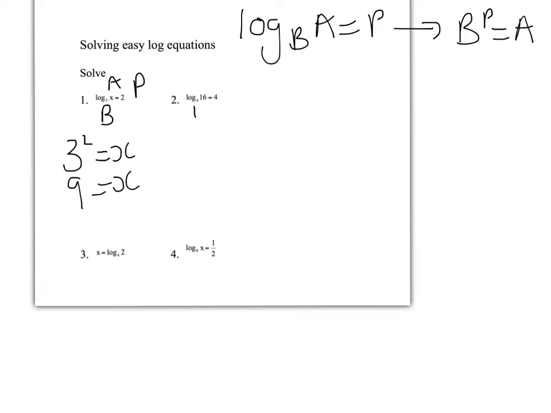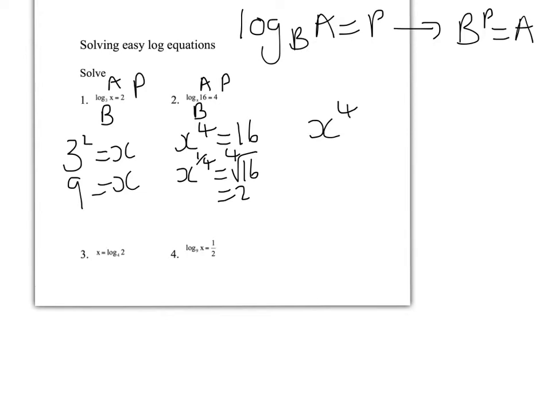Let's do this one. The x is the base, the 16 is the a, and the 4 is the p. So we're going to end up with x to the 4 equals 16. Okay, well that's not too bad. If x to the 4 is 16, we've got a little bit more to do. I'm going to show you a good trick. Some people just say they can just see that they're going to do the fourth root. So we're going to do the fourth root of 16, which is 2.